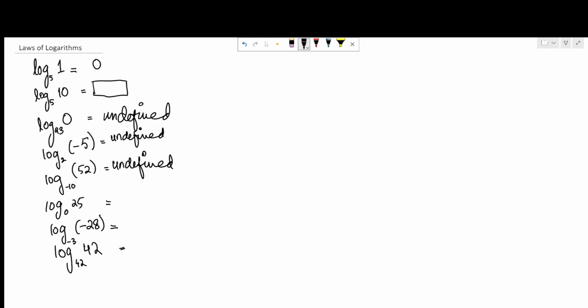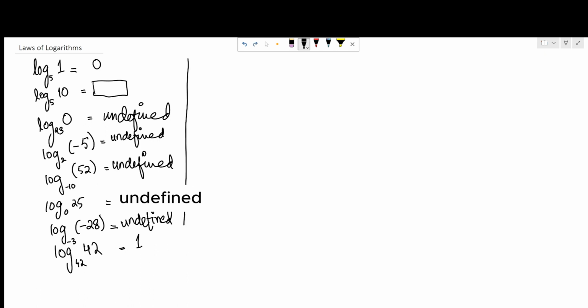I want you to look at the patterns, okay? Log 25 to the base 0, again, you will see that it's undefined. Log of negative numbers with negative bases is again undefined. Please identify and note down these patterns. And log 42 to the same base, you will see that it's 1, right?